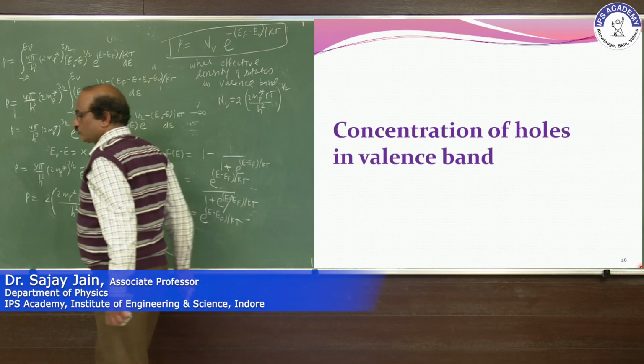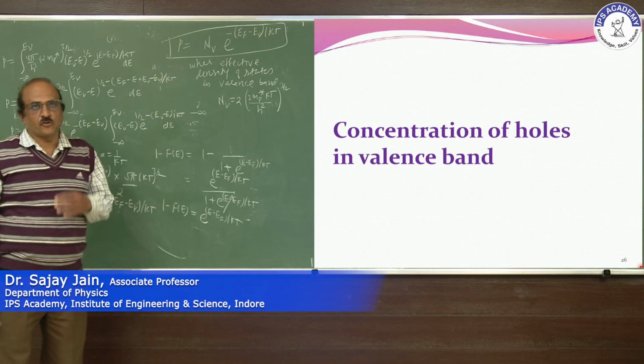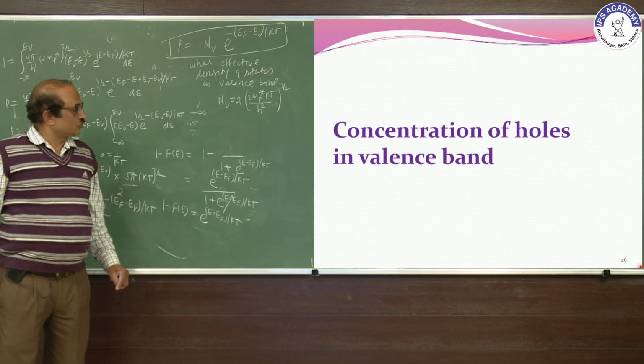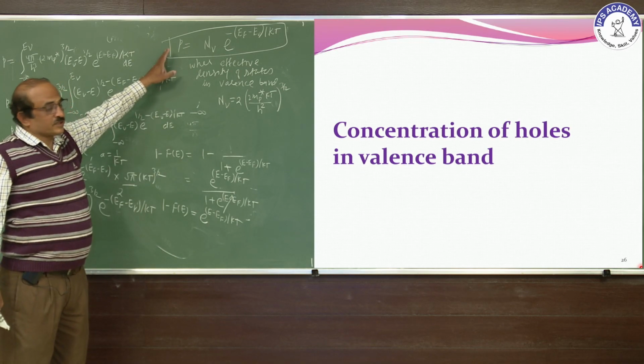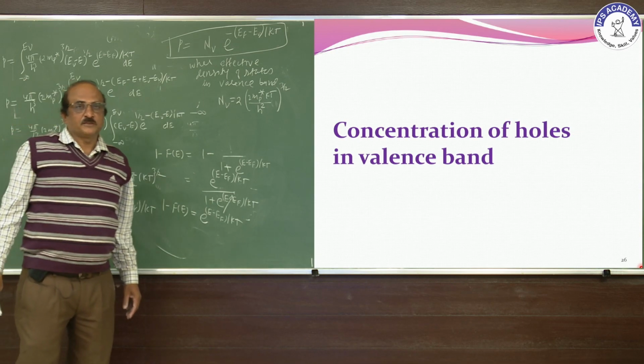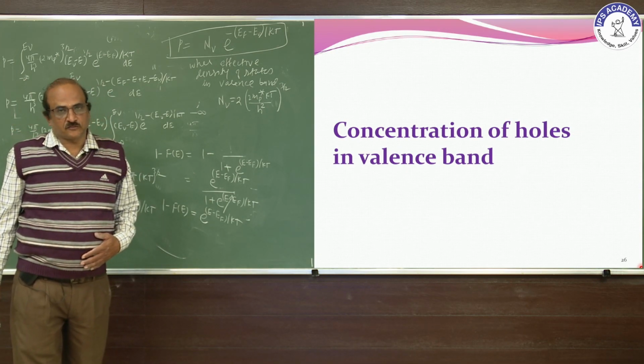We have derived these two equations for the concentration of electrons and the concentration of holes. On the basis of these two equations, we can derive the Fermi energy at the center of the conduction and valence band. That we will discuss in our next video.